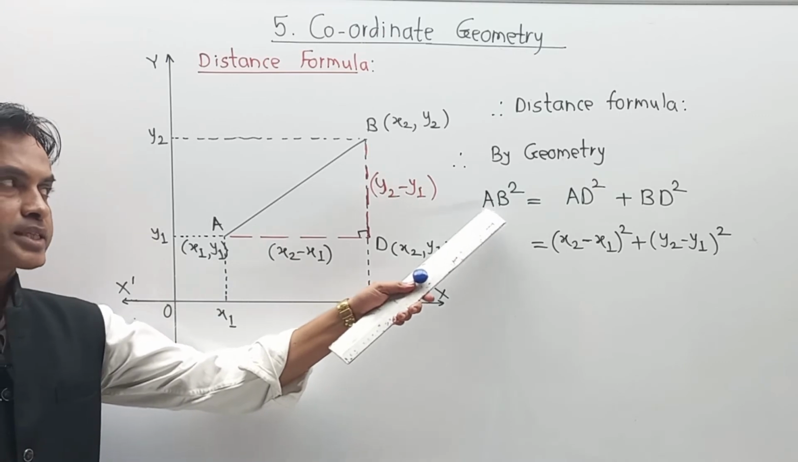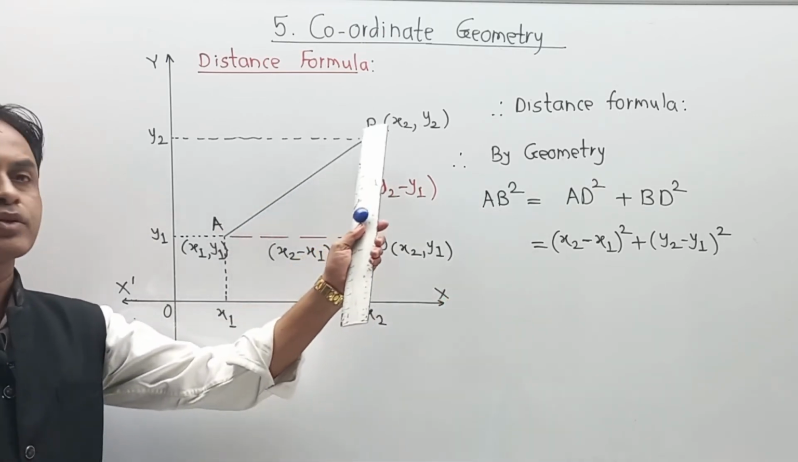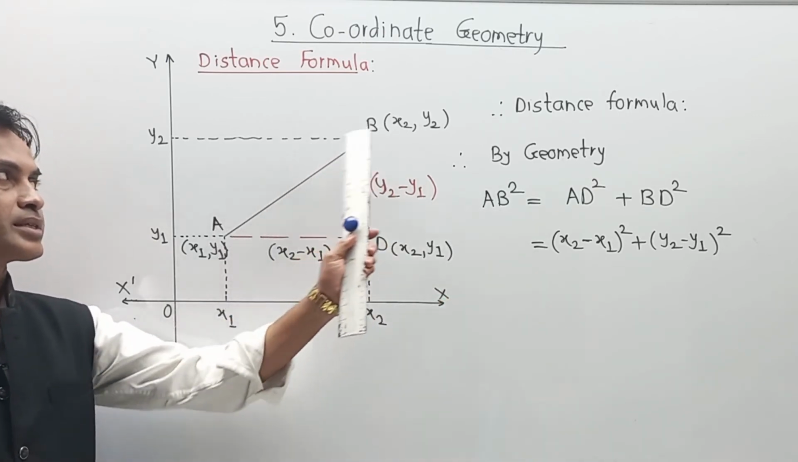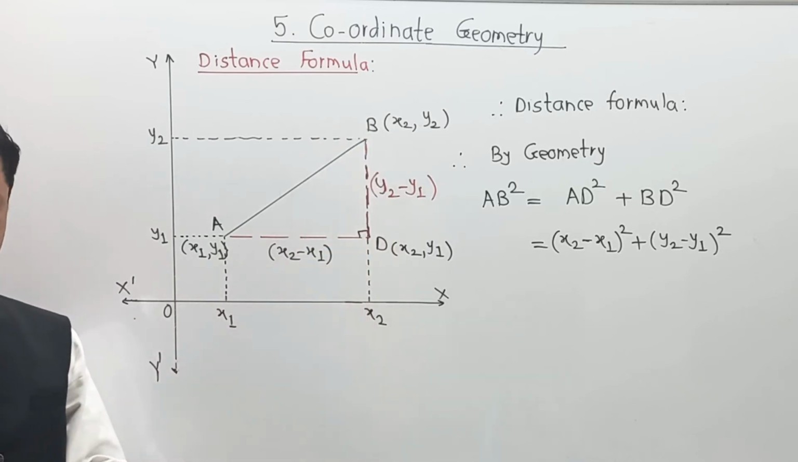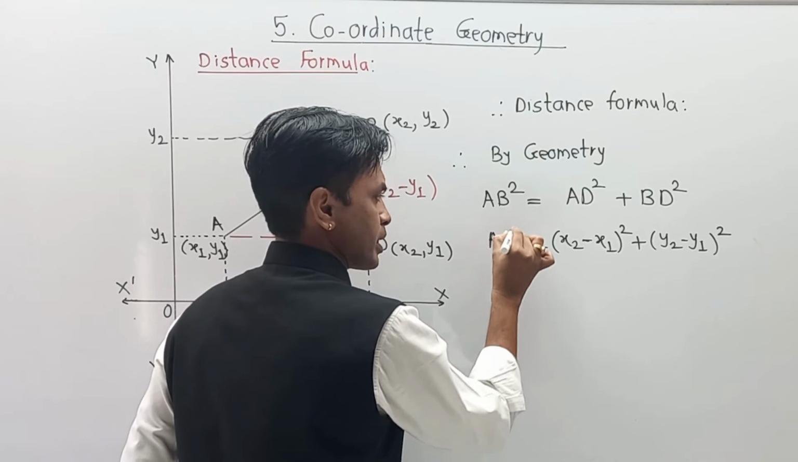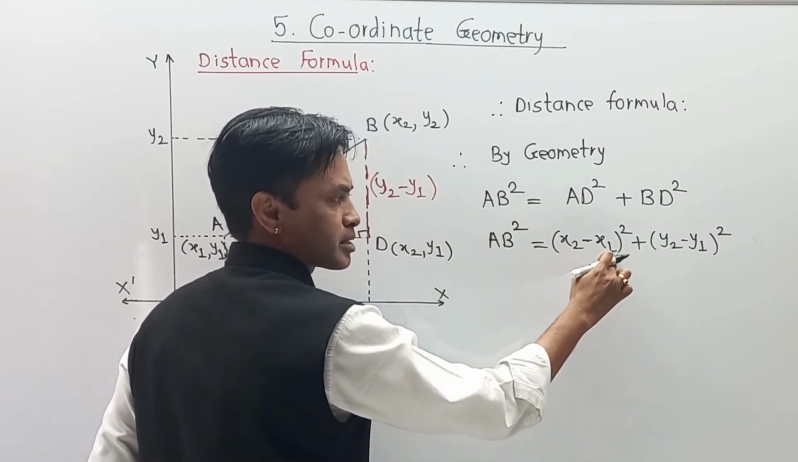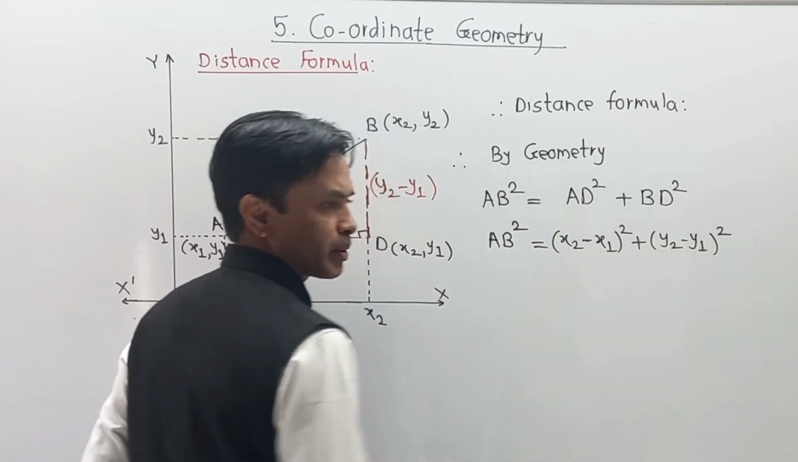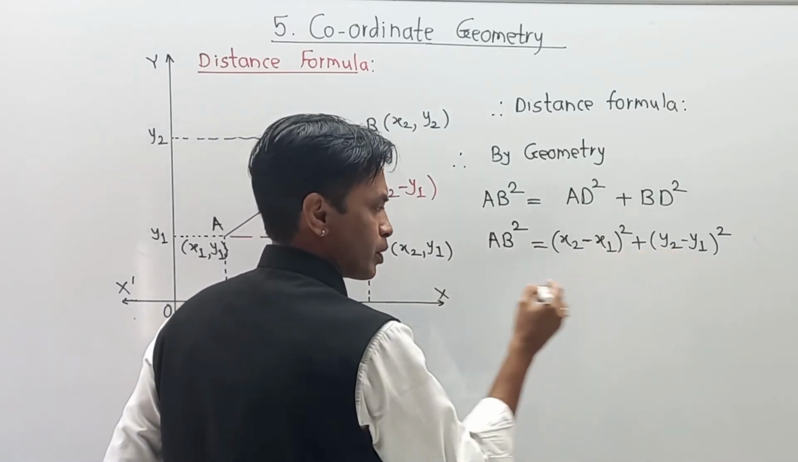Now, we are not interested in calculating AB square. We are just interested in calculating AB only. Therefore, we have AB square equal to (x2 minus x1) square plus (y2 minus y1) square, taking root on both sides.